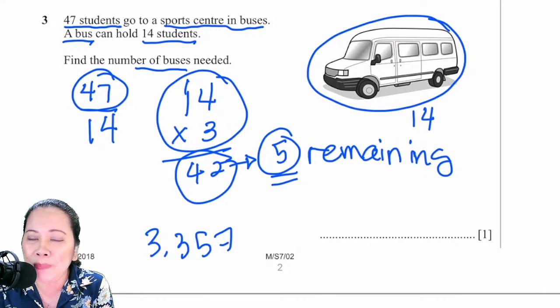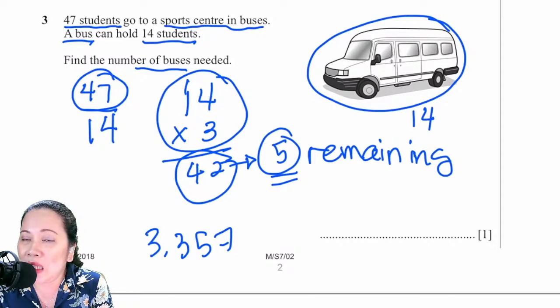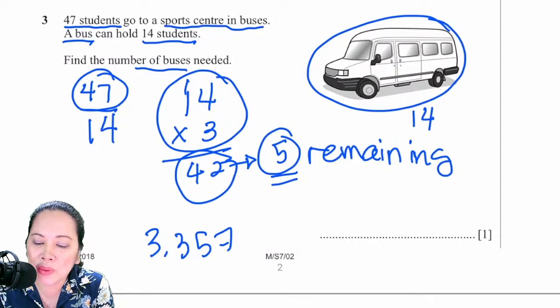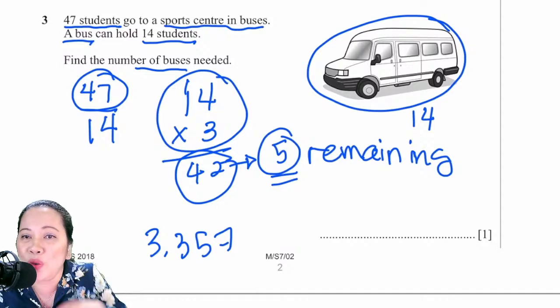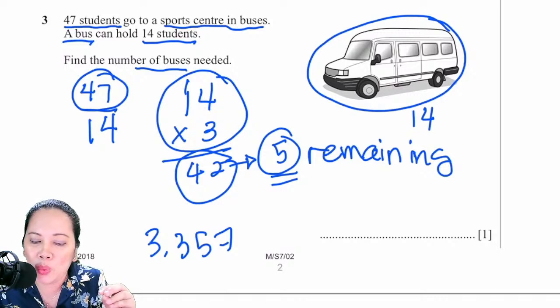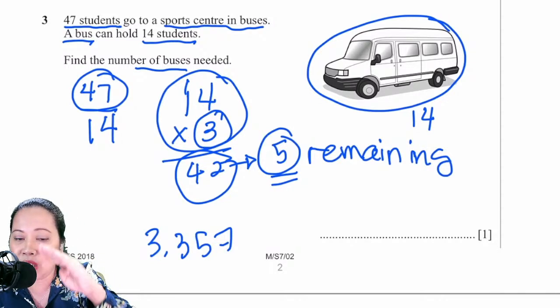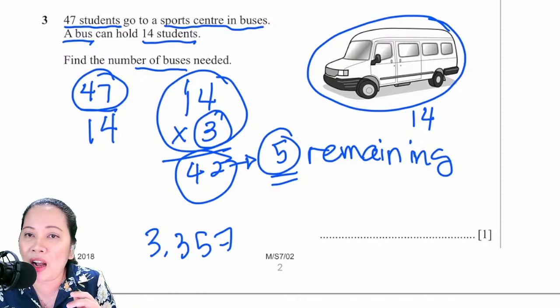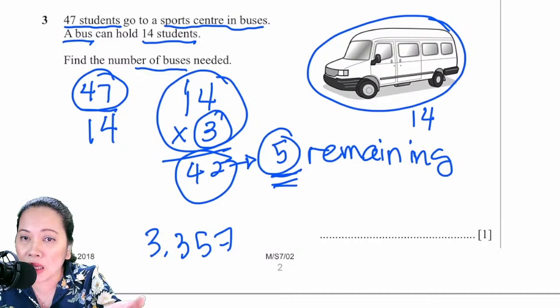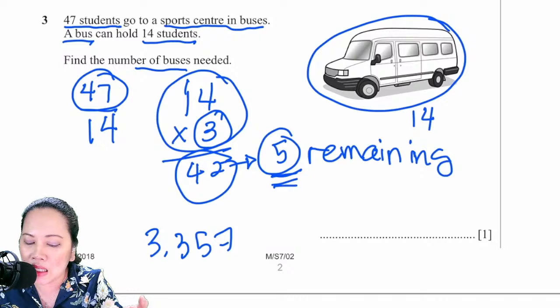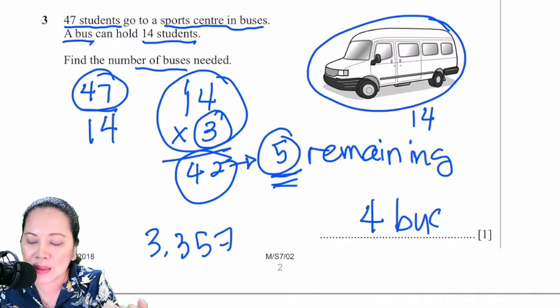So when you deal with questions like this, wherein you have to identify the number of buses in a word problem, since we are dealing with people, the remaining 5 we don't fit in any of the buses, because the capacity of a bus is only 14. We already have 3 buses filled up with 14 students each, 14, 14, 14. Therefore, the remaining 5 must be on the other bus.